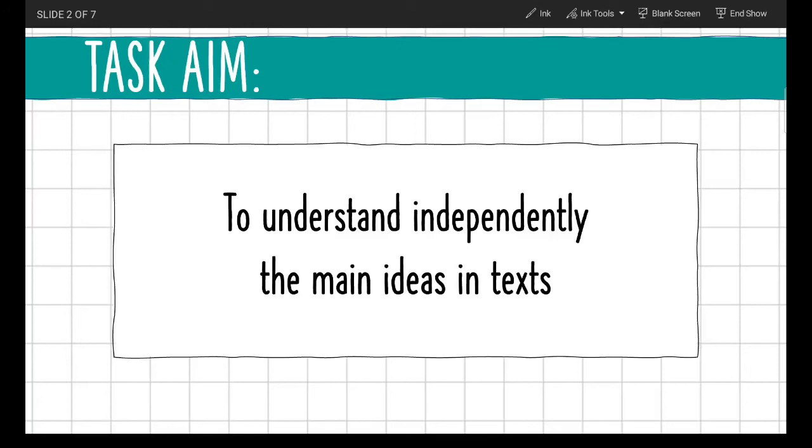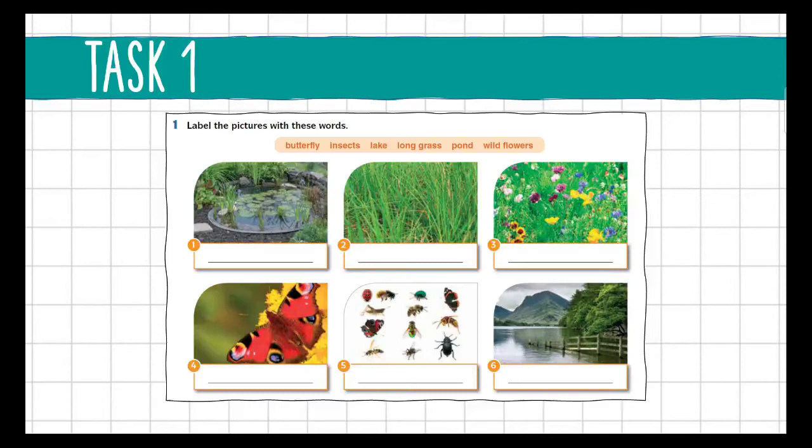Alright, the aim for today's activity is to help you understand independently the main ideas in text. Okay, so after this, you will listen to a conversation and you need to understand the main ideas. What is it that they are talking about? Okay, kamu dengar ada perbualan, kamu cuba faham apa isi penting dalam perbualan mereka. Alright, that is the aim for today's activity. So we will start with task 1, activity 1.